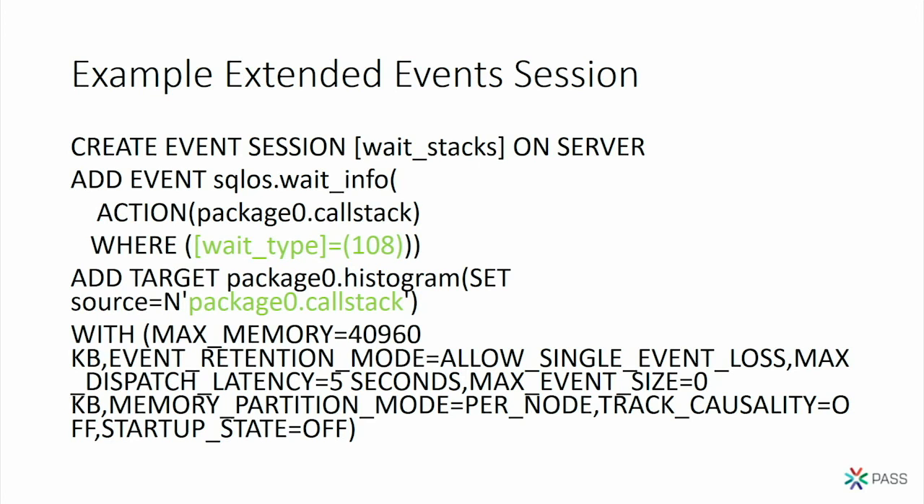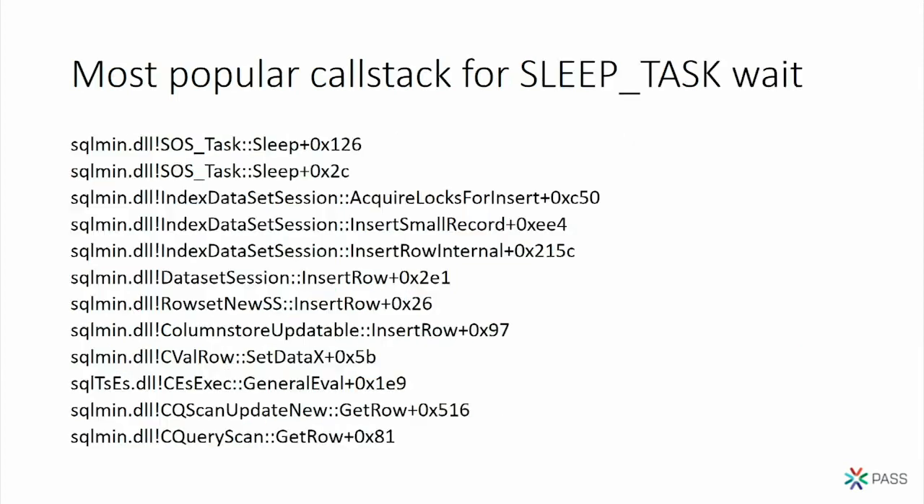The important points here are the wait type of 108. That's sleep task on this version of SQL Server. Then we've got the target of histogram with the call stack. So I'm going to get hundreds of millions or billions of events firing here. I want to look at only the most popular call stacks, and this is a way to have SQL Server summarize that for me. So I fire up my workload with this extended event turned on. And here's the most popular call stack.